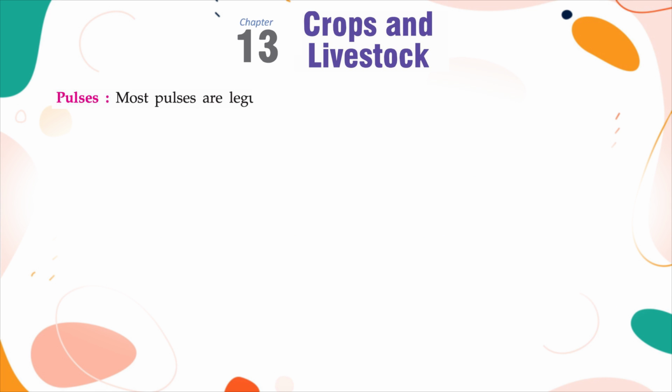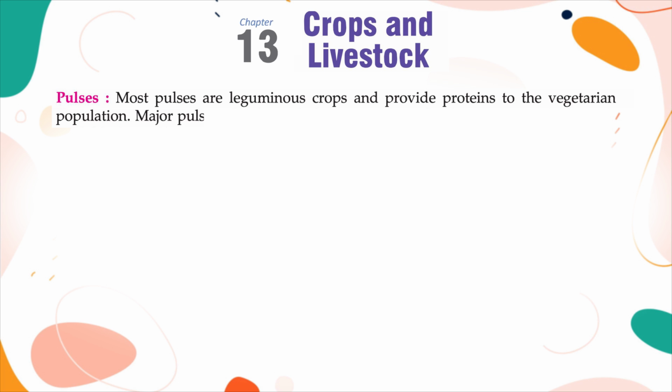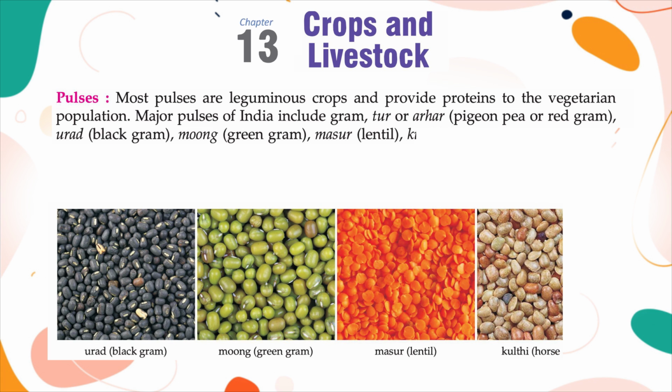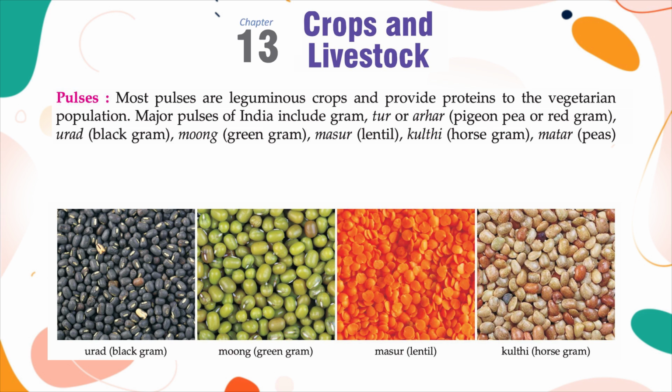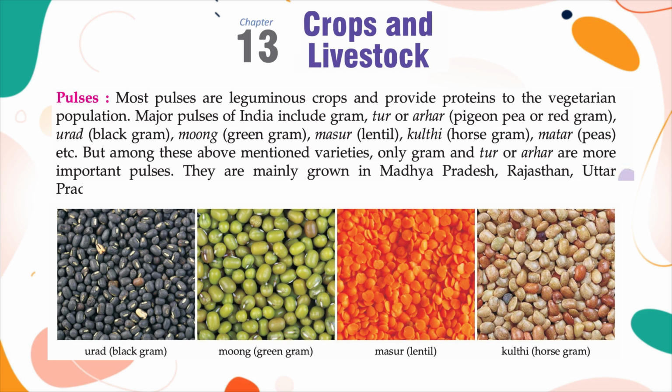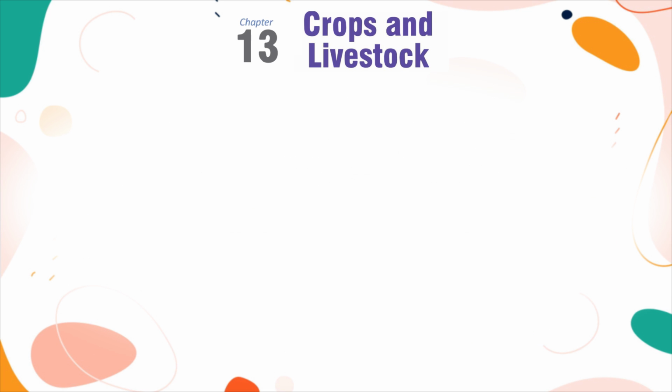Pulses. Most pulses are leguminous crops and provide proteins to the vegetarian population. Major pulses of India include gram, tur or arhar, pigeon pea or red gram, urad, black gram, moong, green gram, masoor, lentil, kulti, horse gram, matar, peas, etc. But among these varieties, only gram and tur or arhar are more important pulses. They are mainly grown in Madhya Pradesh, Rajasthan, Uttar Pradesh, and Chhattisgarh. India is the largest producer of pulses in the world.